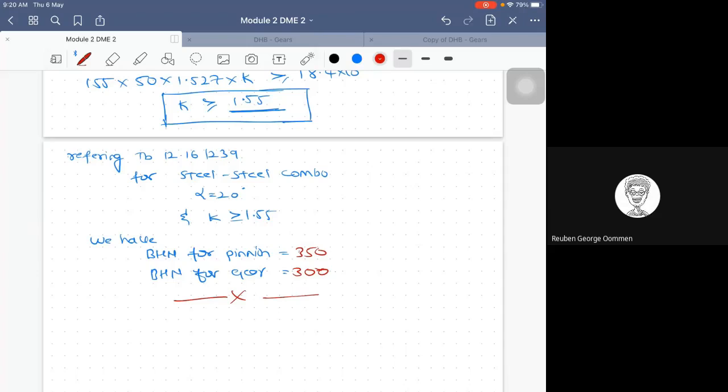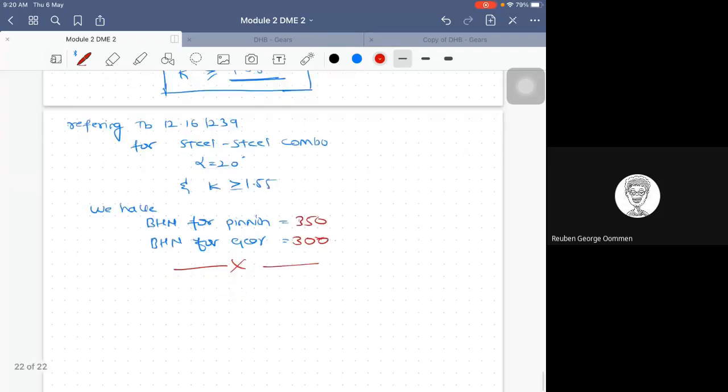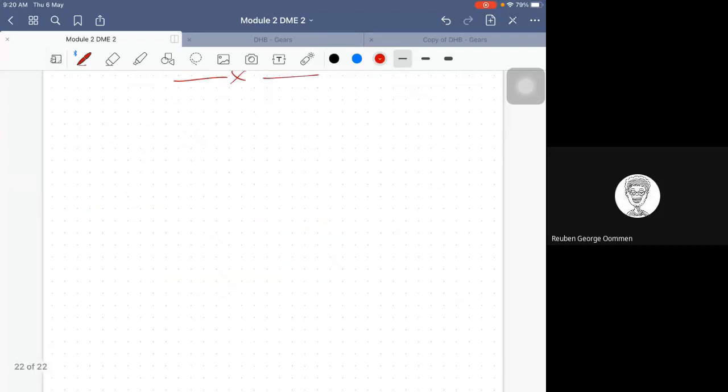Okay, guys. So this is all about the spur gear design problems. If you observe all the last problems, we had a common procedure. What was that common procedure? First, we used to check which one is the weaker part. Based on that weaker part, we used to carry out our other design procedures.